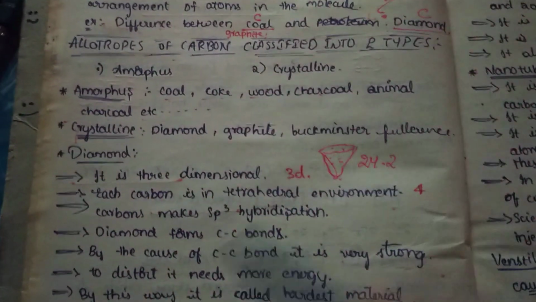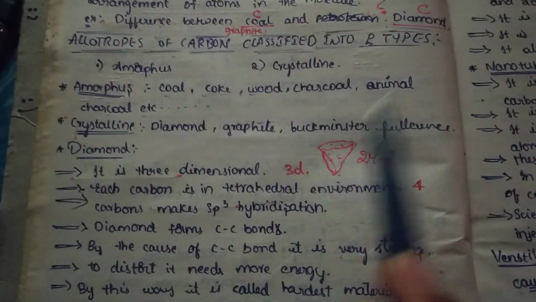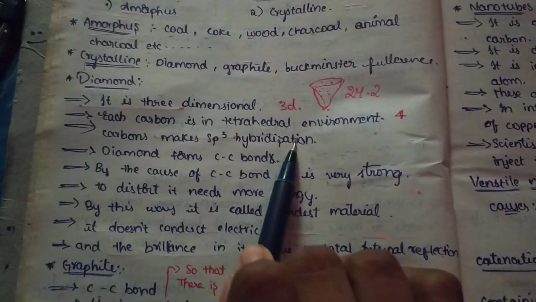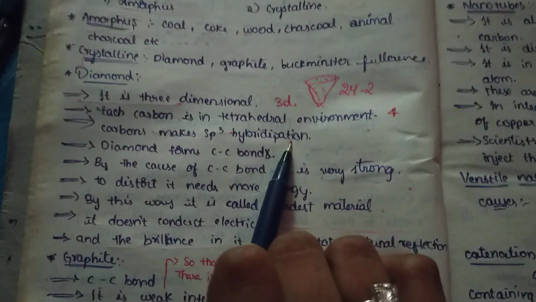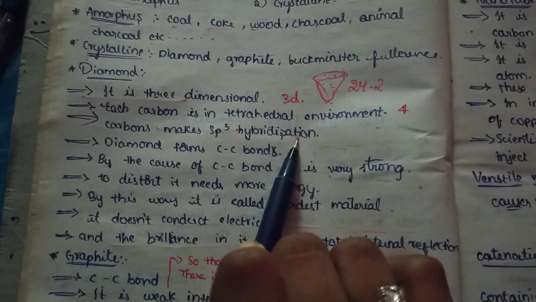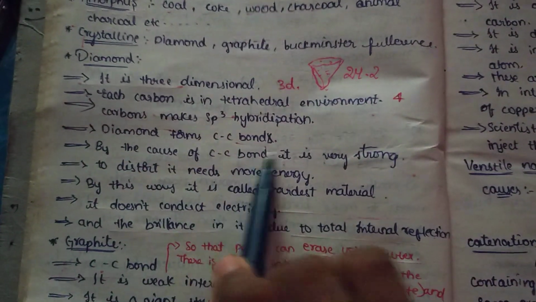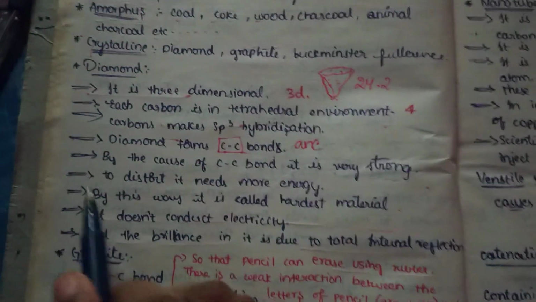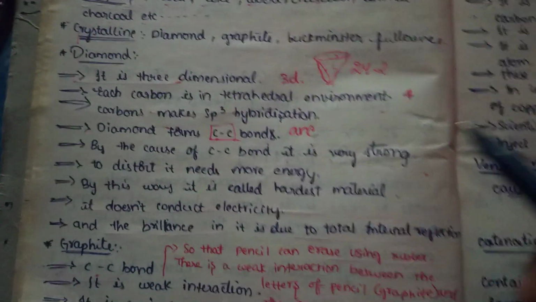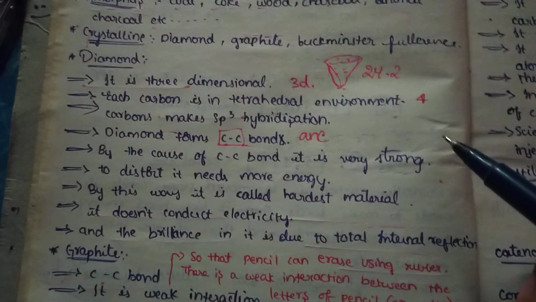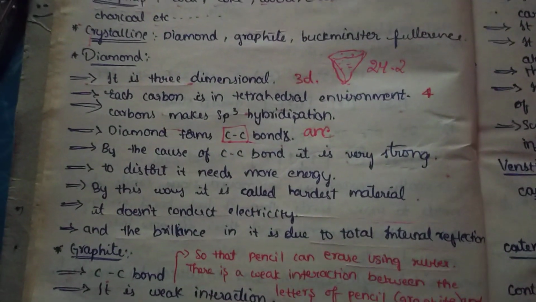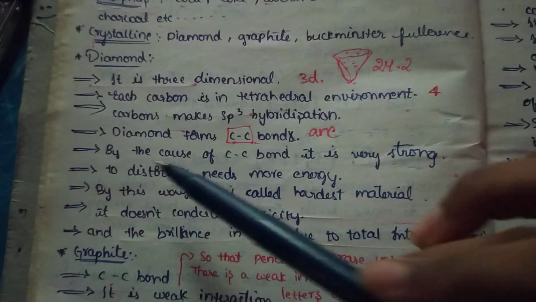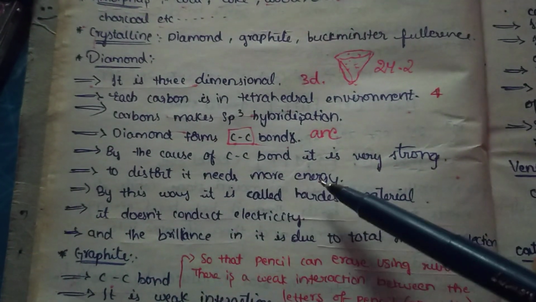It's chemistry. Yes, each carbon is in a tetrahedral environment. Yes, 4. And carbon makes sp3 hybridization. The next topic I will tell you is hybridization. Diamond forms C-C bonds. It means single bonds. Because of the C-C bonds, it is very strong. Okay, C-C bonds are so strong, guys. So to break it, it needs more energy.